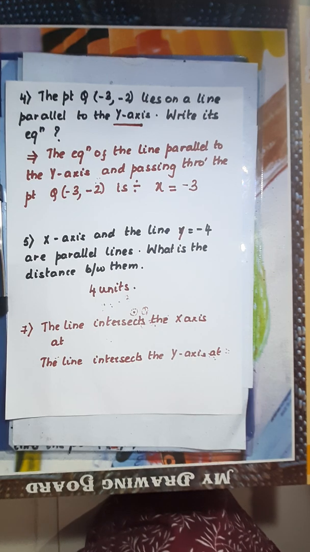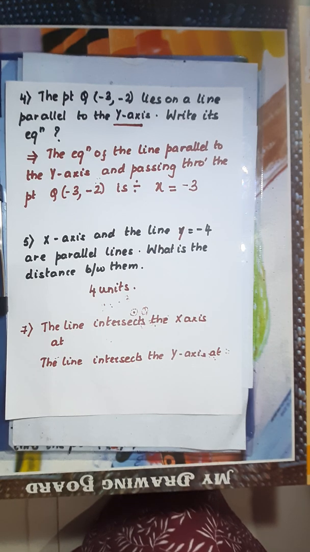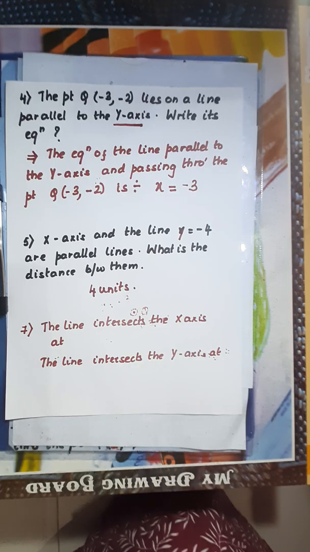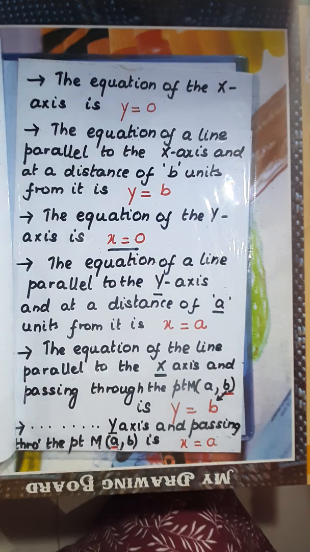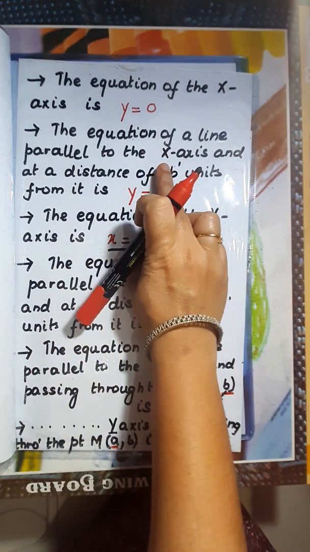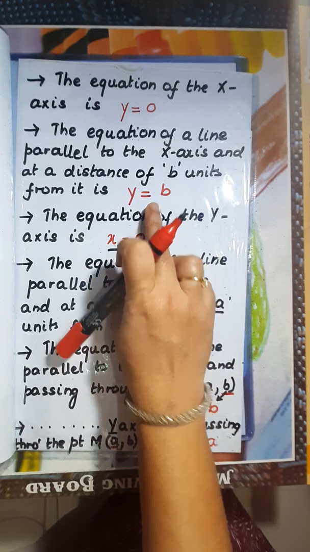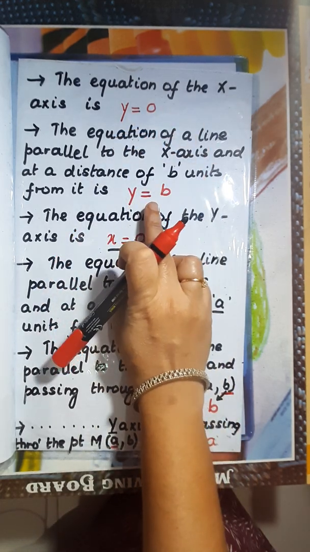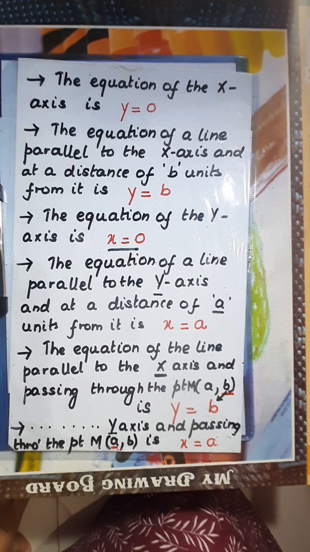Now, which of the equations below have graphs parallel to the x-axis and which have graphs parallel to the y-axis? Now see here, revise the statement once again. If it is parallel to the x-axis, it cuts the y-axis. So y is equal to a constant. Whenever it's y, it's parallel to the x-axis. Is that clear? So let's see this.